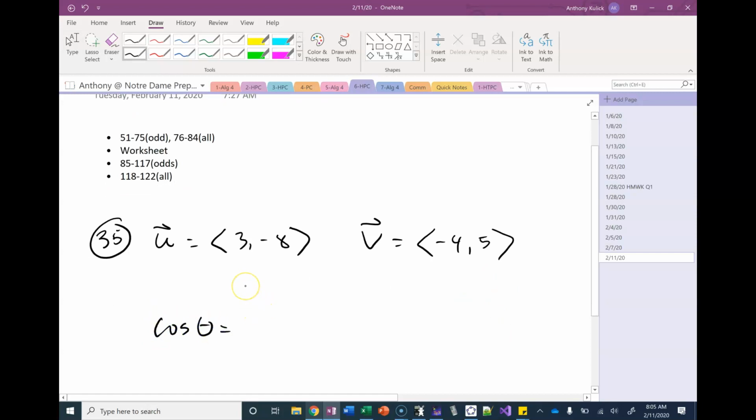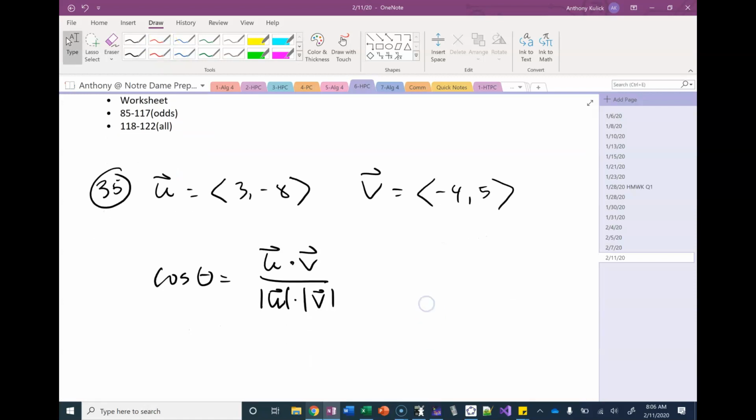So the formula I'm going to use for the angle between 2 vectors is the dot product of u and v divided by the magnitude of u times the magnitude of v. So that's the formula that I'm going to be using. Again, that was one of the formulas that will appear on your test. So that's not something you need to memorize, but you do need to know how to use it.